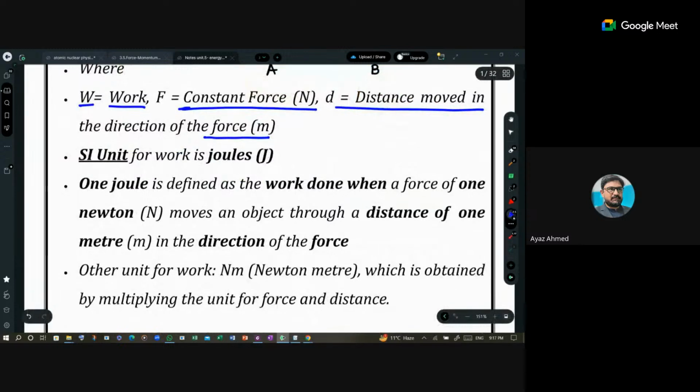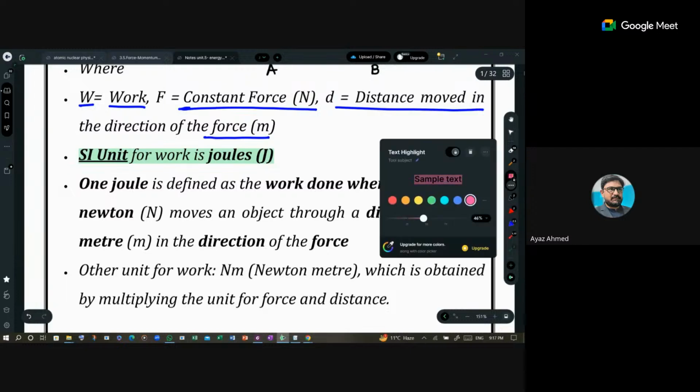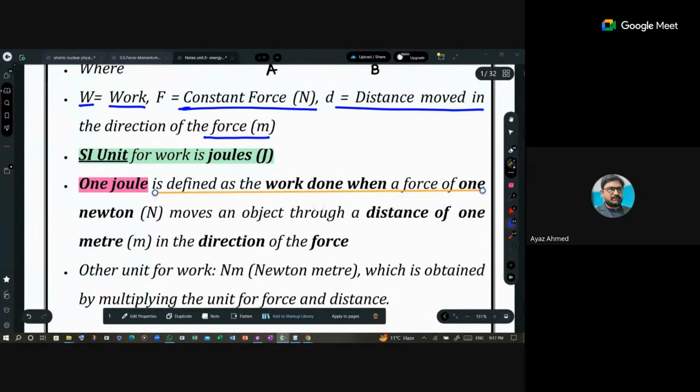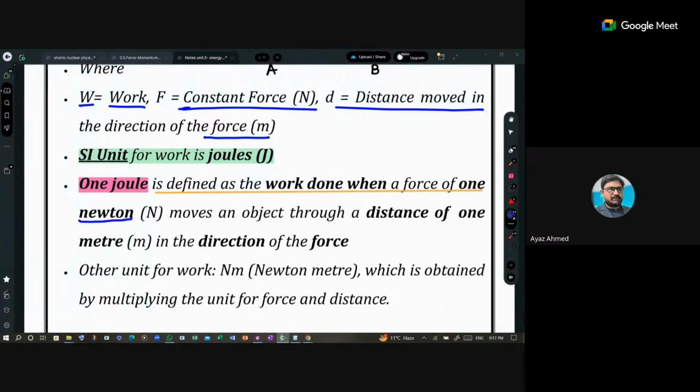So what will be its unit? Its unit will be joule. Do you agree with that? Yes, its unit is joule. When we say that work is 1 joule, it is defined as: work is 1 joule if we apply 1 Newton force and the body is moved through a distance of 1 meter. Is it clear to you?